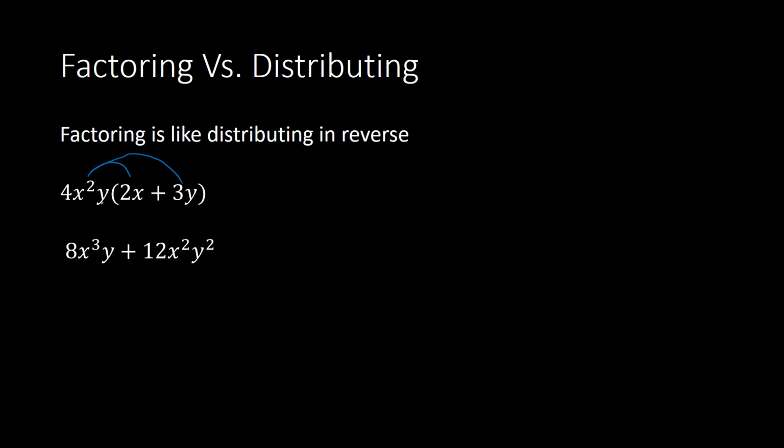And then 4x squared y times 3y, you have 4 times 3 to get 12. X squared doesn't combine with anything, and the y times the y gives me a y squared. So that is distributing. But in this lesson, we're going to go backwards, where we begin with this statement right here, and you're trying to work back to get an expression looking like this.